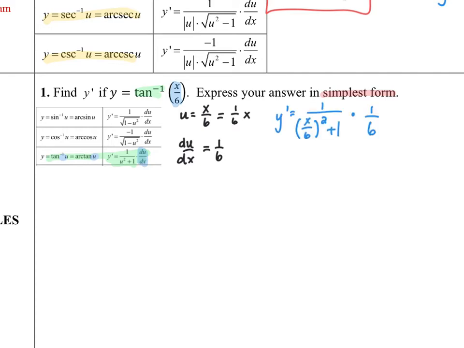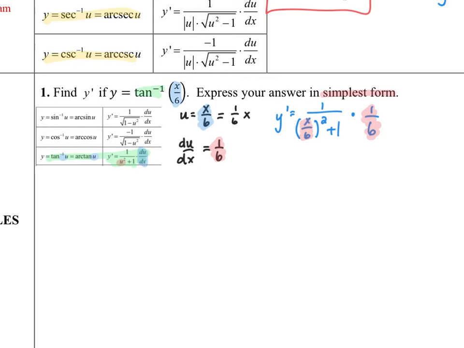And now I just apply my formula, and I know my u is this x over 6, so in place of the u, I put the x over 6 plus 1 times du dx, which I know is 1/6, so I go times 1/6. The calculus is over at this moment. It's the simplifying that I'm going to do from here on out.